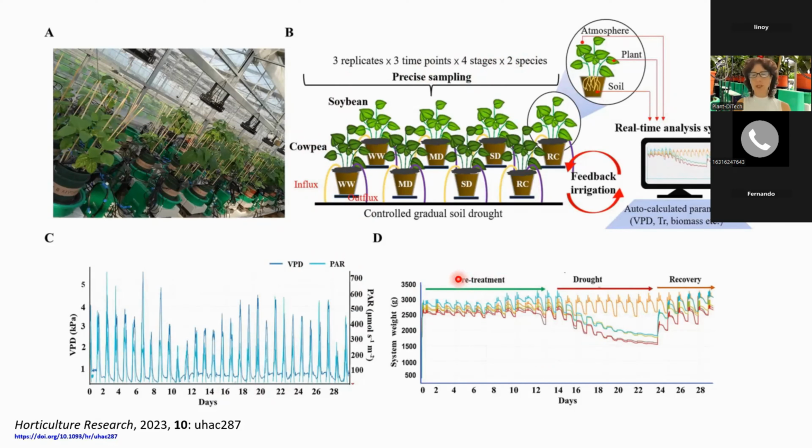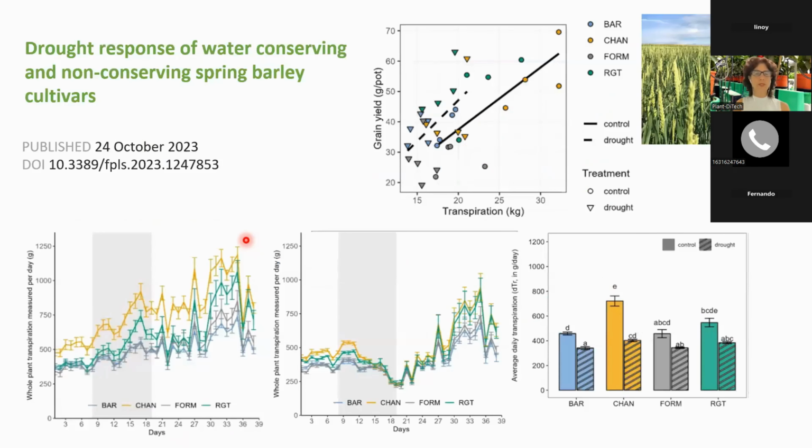Using also the feedback irrigation, as we discussed before. This is all in the paper. Again, many papers can be found on our website. Another paper with barley from Göttingen.